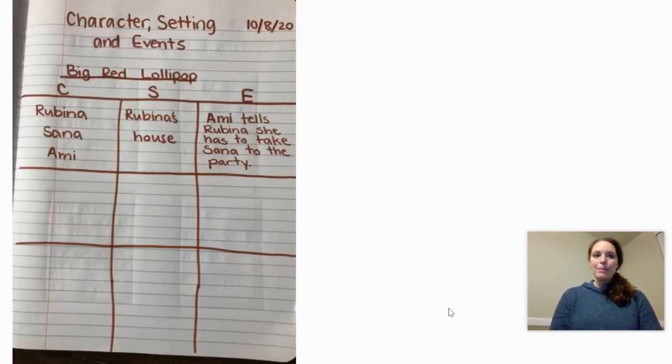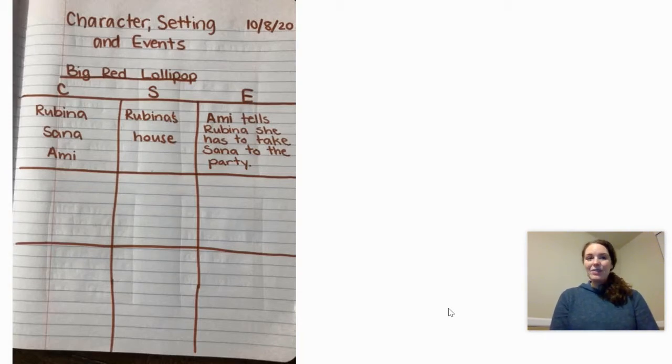Let's turn to our composition notebook and think about who were the characters, where were they, and what was happening. The characters at the beginning of the story were Rubina, Sana, which is her sister, and Ami, her mom. So you can see I listed the 3 characters' names in the first box under character.